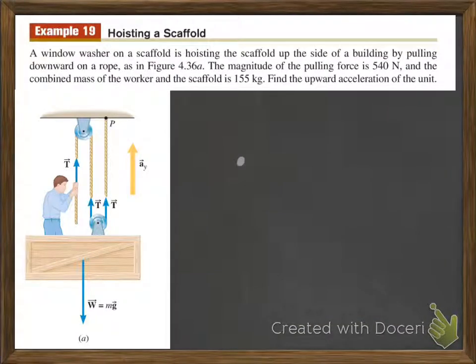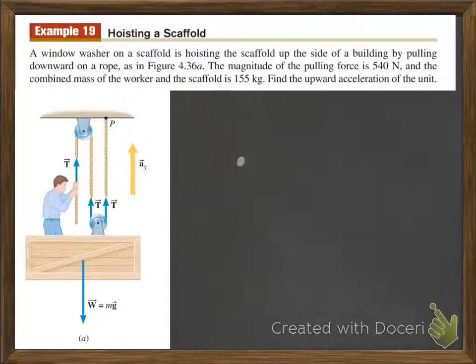Okay, so in this second question, we have a window washer on a scaffold hoisting the scaffold up the side of the building by pulling downward on a rope, as the figure shows. The magnitude of the pulling force is 540 newtons, and the combined mass of the worker and the scaffold is 155 kilograms. We're going to have to change that into newtons later on. So find the upward acceleration of the unit.